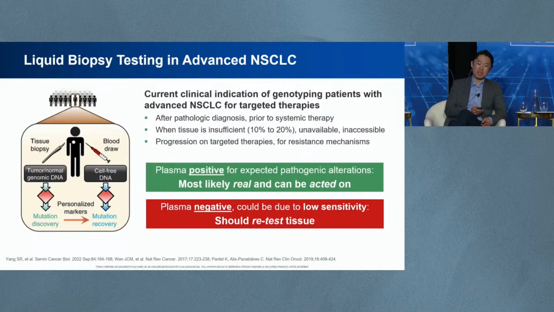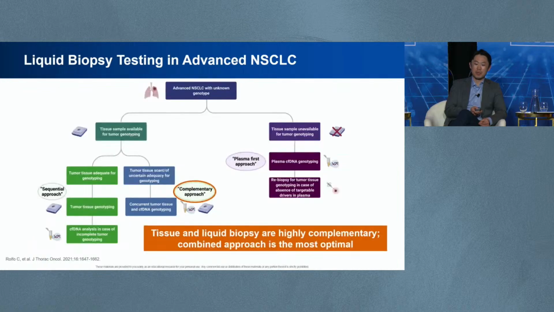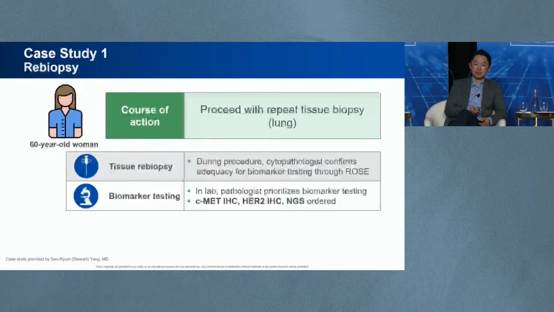However, if the plasma is negative, this could actually be due to low sensitivity, and I think it's prudent to consider retesting on the tissue. And here, this is a framework that the ISSC has proposed in thinking about how we can use both tissue and liquid biopsy in a highly complementary approach, which I think is the most optimal way of doing so. All right, so for our patient, we proceeded with a repeat tissue biopsy because we didn't have the tumor fraction information, so we weren't sure if this was because of low ctDNA shed or if this was a true negative.